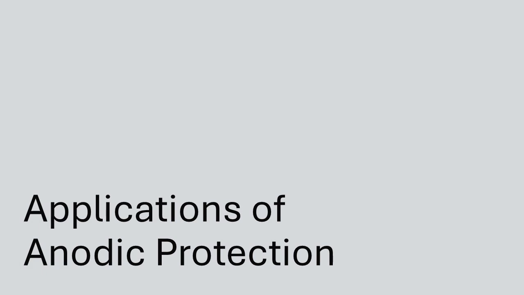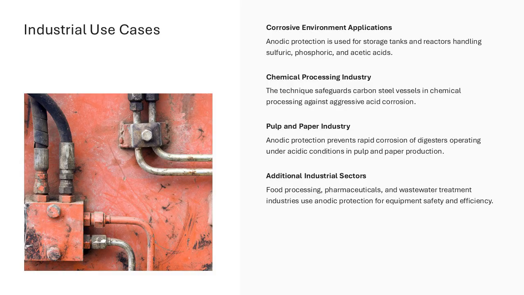Let's explore some industrial applications. Anodic protection is widely applied in industries where equipment is exposed to highly corrosive environments. Common applications include storage tanks and reactors for concentrated sulfuric acid, phosphoric acid, and acetic acid. It is also used in the chemical processing industry, where carbon steel vessels require protection against aggressive acids. The pulp and paper industry employs anodic protection for digesters operating under acidic conditions to prevent rapid corrosion of steel surfaces. Other sectors include food processing, pharmaceuticals, and wastewater treatment, where maintaining equipment integrity is critical for safety and efficiency.